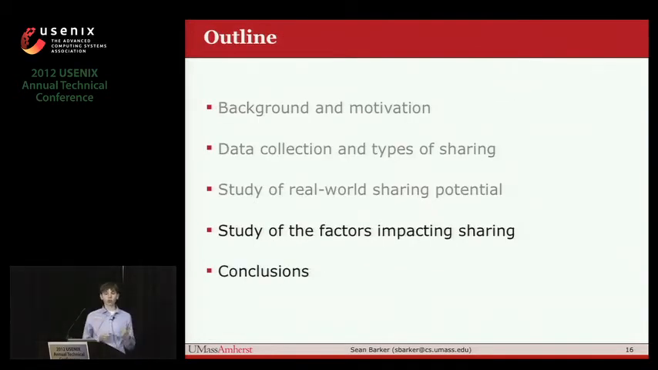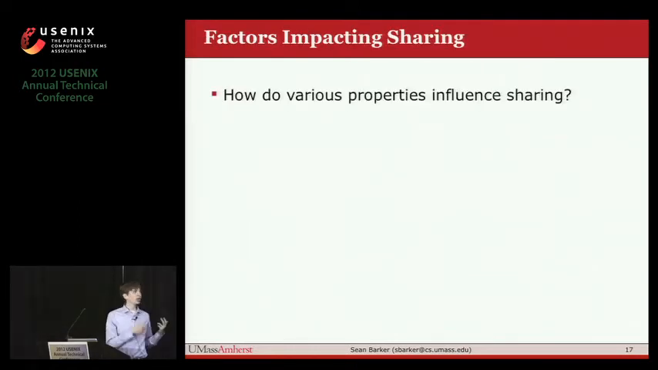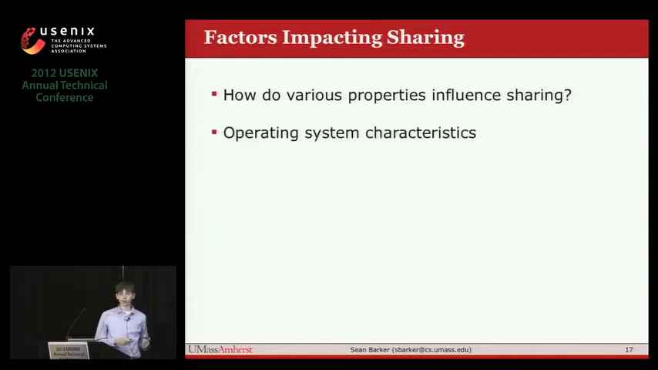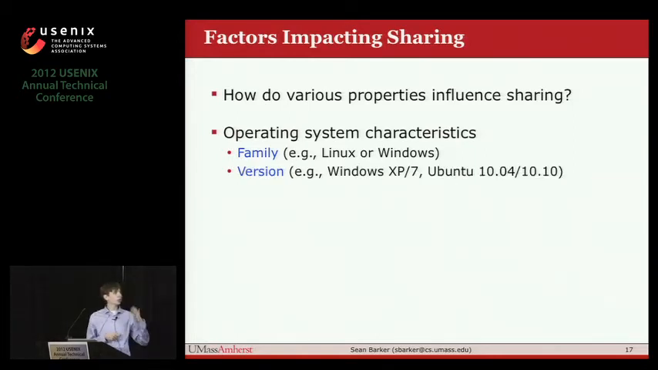So next I'm going to talk about some specific factors that have an impact on sharing. So here the question we're basically asking is, how do various specific properties influence sharing, and how important relatively are they? So we can consider a number of different characteristics. For example, about an operating system, we can consider, what is the family of the operating system? So, broadly speaking, is it Linux, Windows, Mac, and so forth. We can also consider different versions of a given operating system family, such as Windows XP versus Windows 7. We can also consider different architectures.